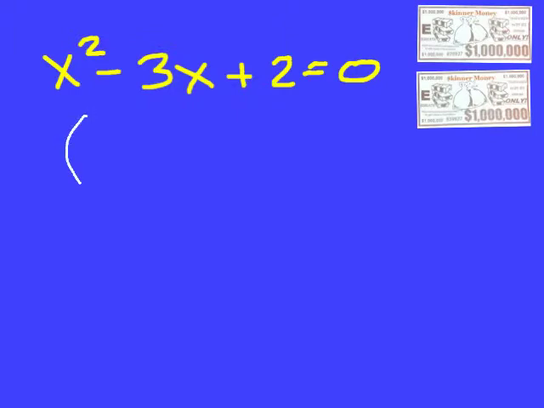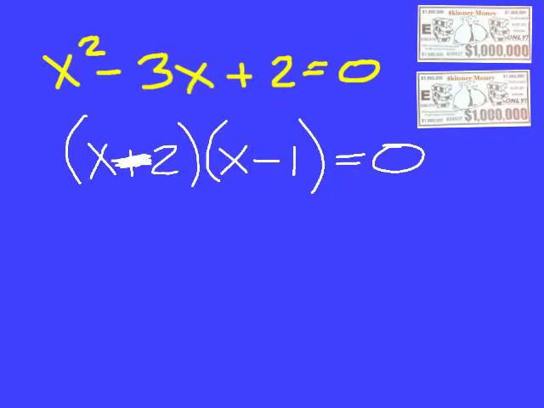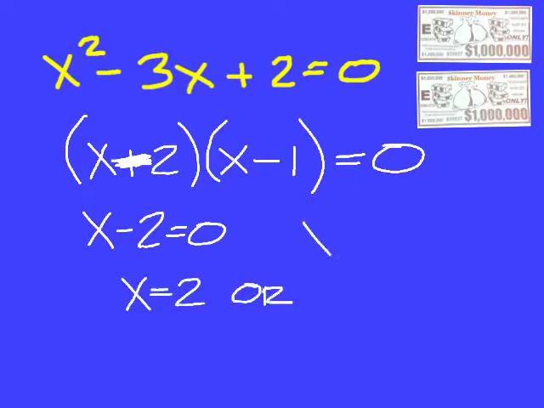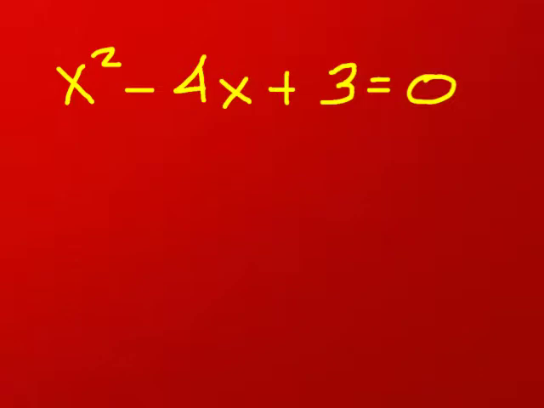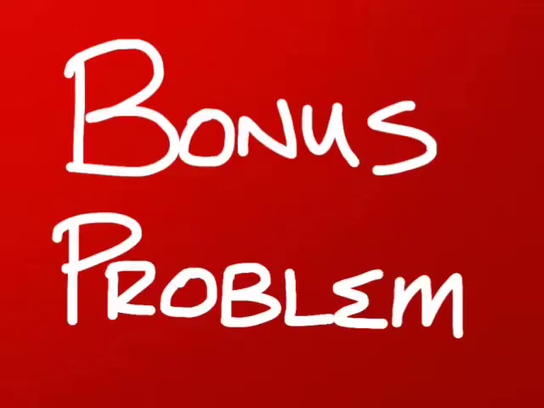For the practice problem, the two numbers are minus 2, x minus 2, and x minus 1. Then when you solve for x by setting each equal to 0, you're going to come up with x equals 2 or x equals 1. Bonus number one. For the bonus, the two numbers that multiply to give you 3 and add to give you negative 4 are negative 3, negative 1, but that translates into an answer of 3 or 1.